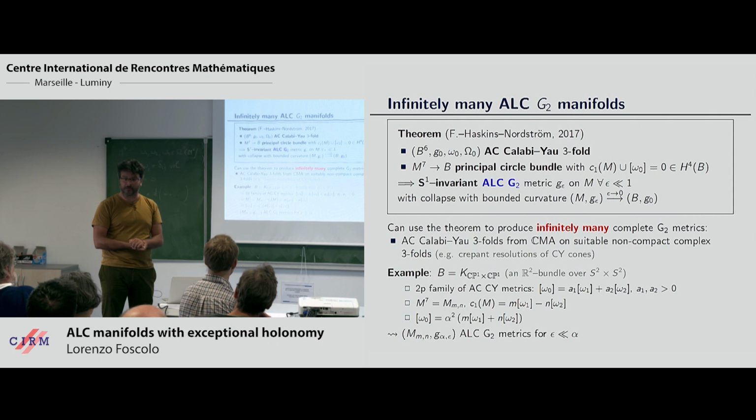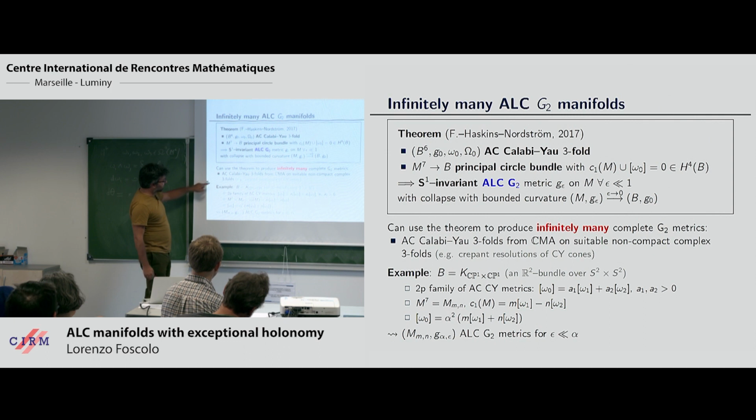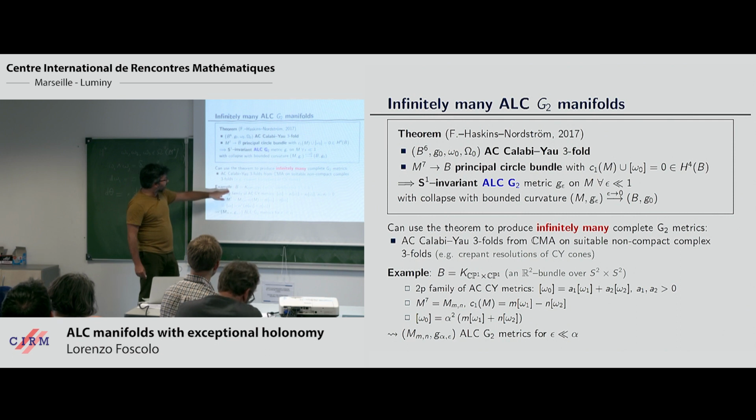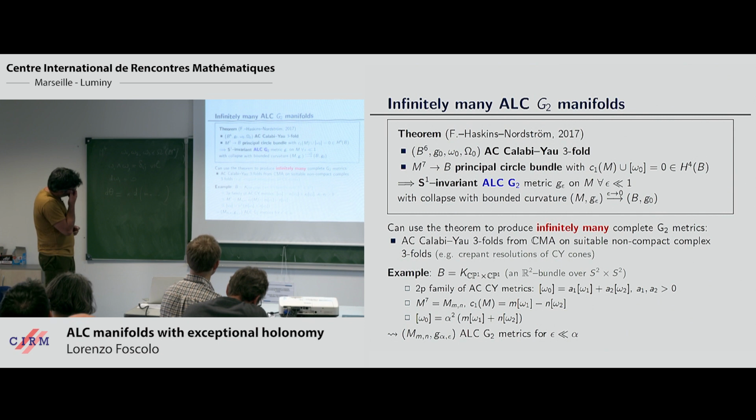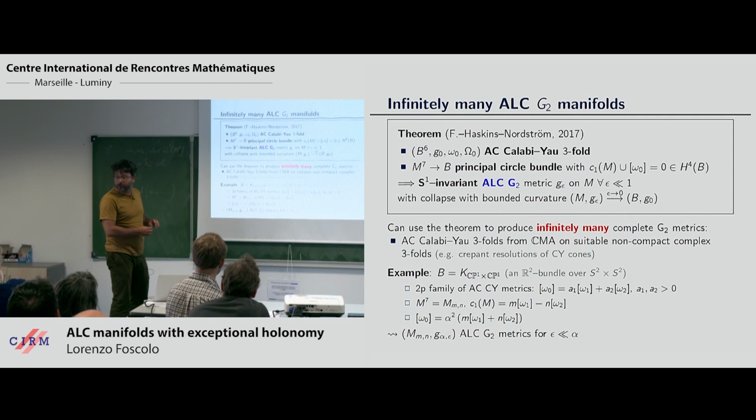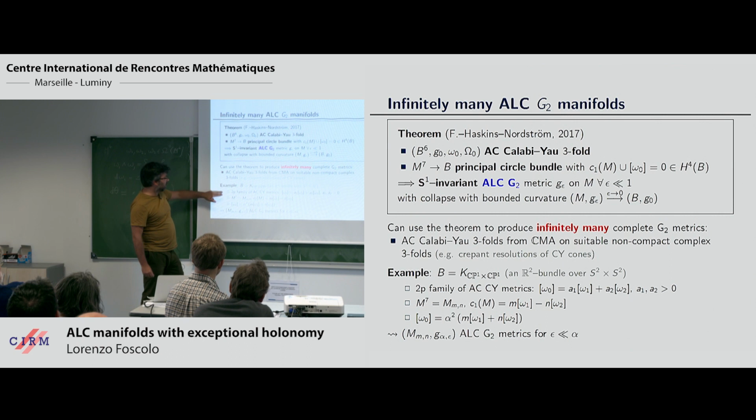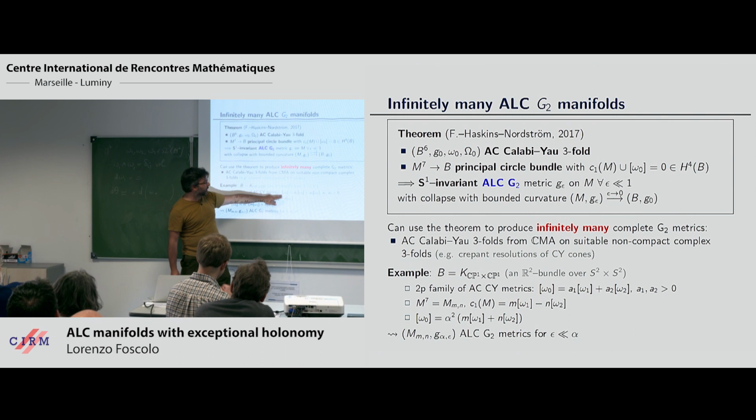Here's, for example, a very simple family, already an infinite family of examples. Your asymptotically conical six-manifold: the underlying complex manifold is the canonical line bundle over P1 times P1. This is just an R2 bundle over S2 times S2. Then you need an asymptotically conical Calabi-Yau metric to start with. There's a two-parameter family, parametrized by their Kähler class, so two real positive parameters that essentially tell you the size of these two S2s.